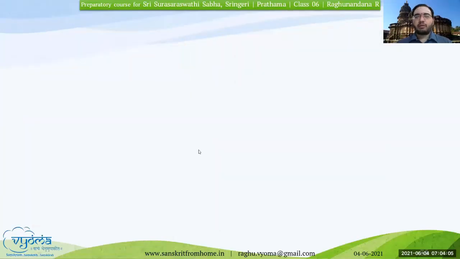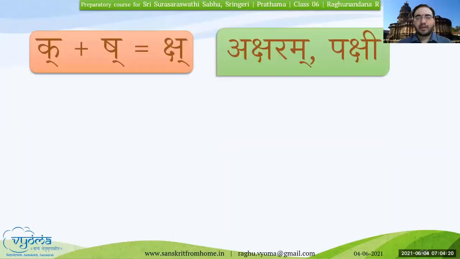Now we will go to the next category. So far we have seen four kinds of sanyuktaksharam. In the first one, the first letter is written in half and the second letter is written in full. The second kind is where both letters are written in full, one below the other. The third one is where the first letter is written in full and the second letter is written in half in a side-positioned way. The fourth one is related to repha.